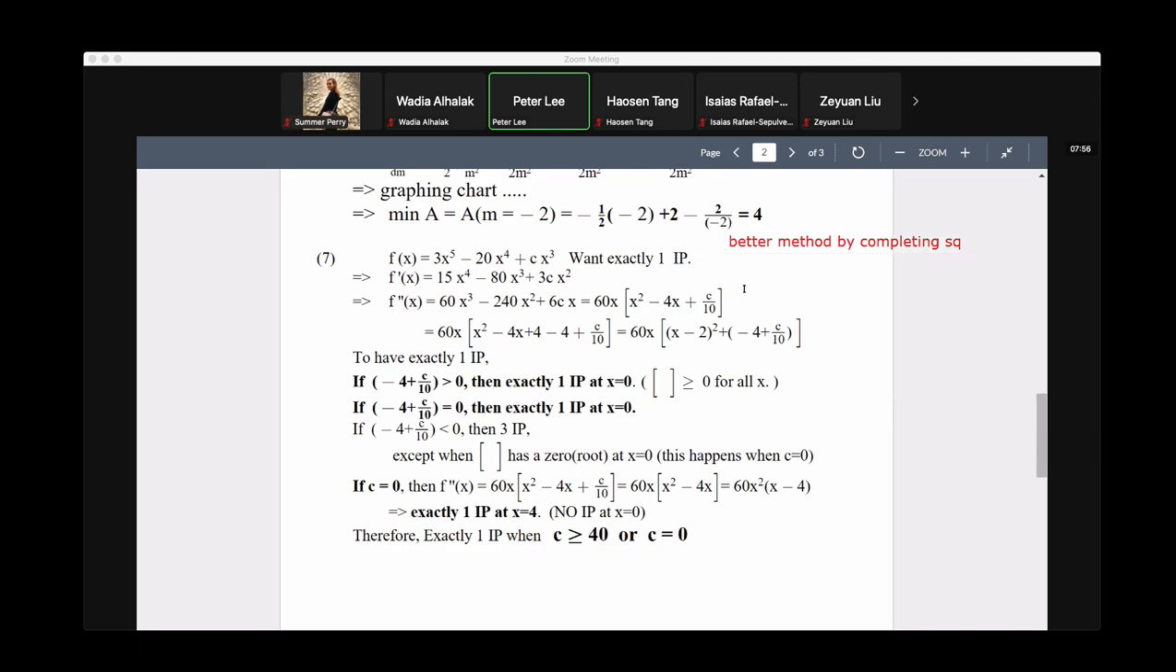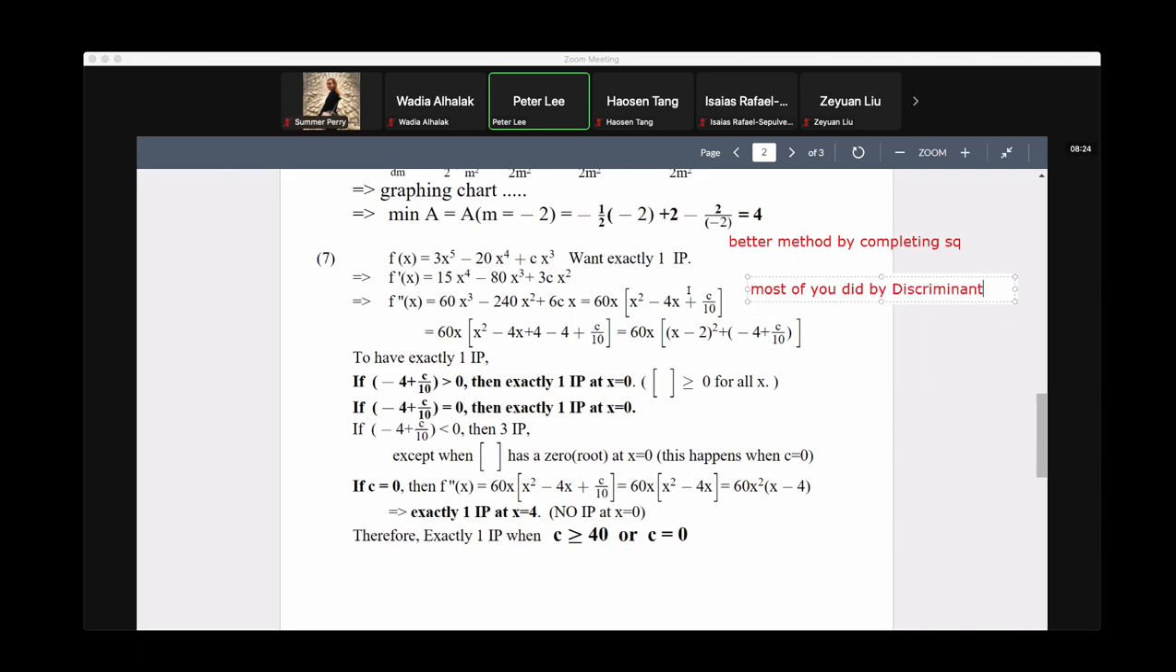Most of you did it by what? Most of you did it by discriminant. Now the difference is whether you're using the discriminant or by completing square, you are exactly doing the same thing.